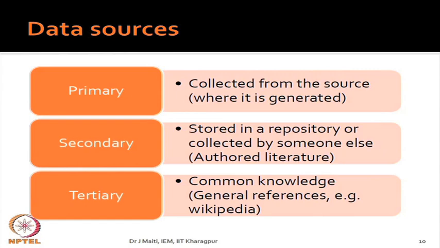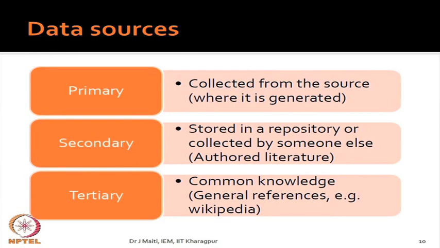So you know the different data types. Now you know that as you will be applying multivariate statistical modeling, you must collect data, so you are required to know the data sources. Primary data is collected from the source where it is generated. For example, in the case of the steel washers example, if you collect data from the production shop, just going there and collecting data, that is what is known as primary data.